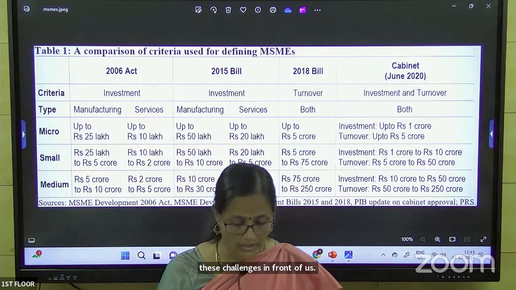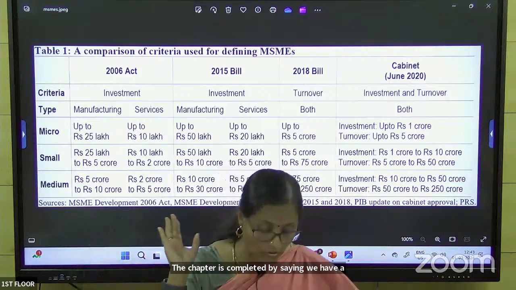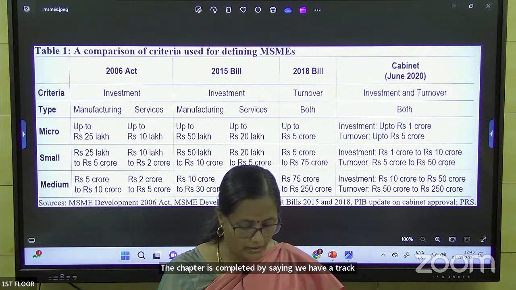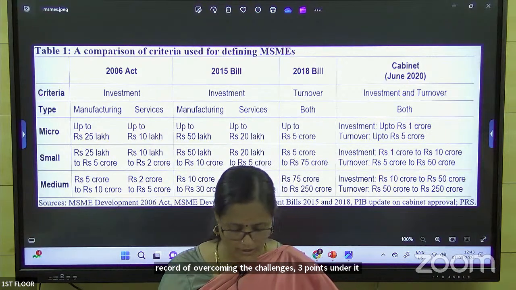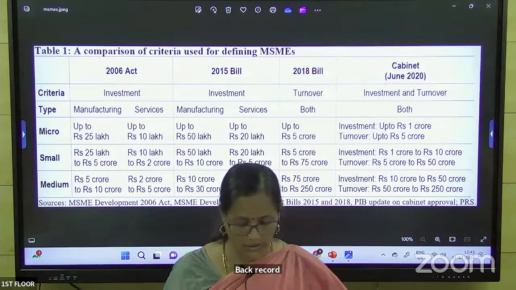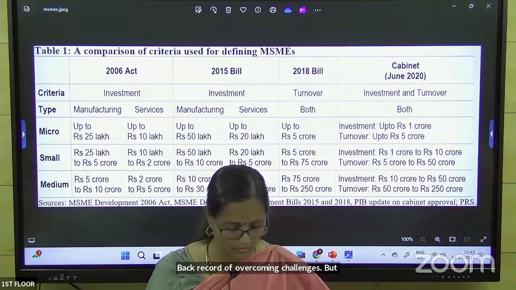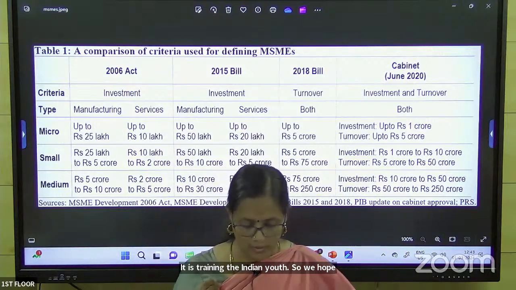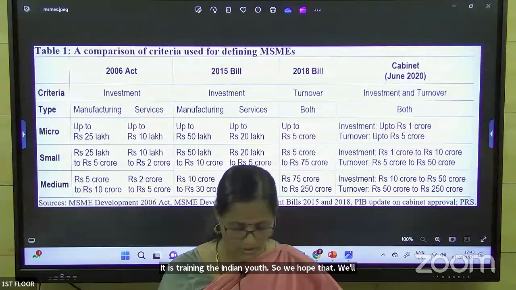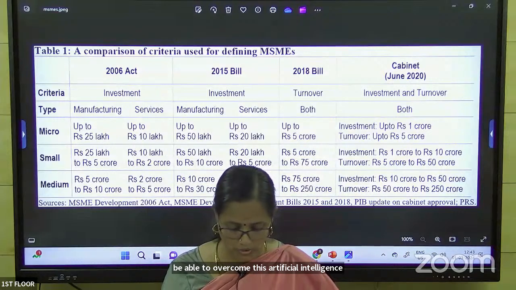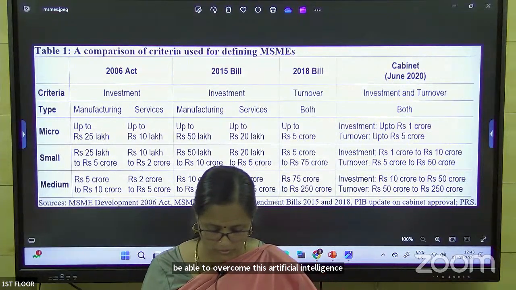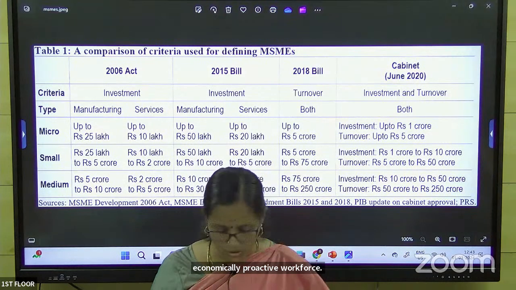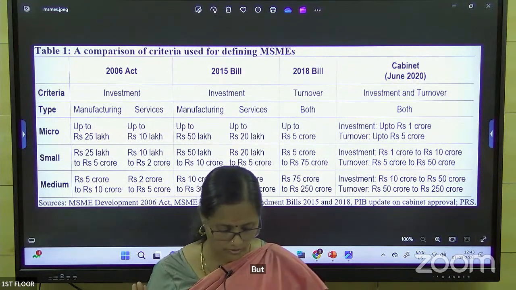The chapter is completed by saying we have a track record of overcoming the challenges. 3 points under it. First thing is Pradhan Mantri Kaushal Vikas Yojana. It is training the Indian youth. So we hope that we will be able to overcome this artificial intelligence problem and also the fourth point, to bring in the economically productive workforce.